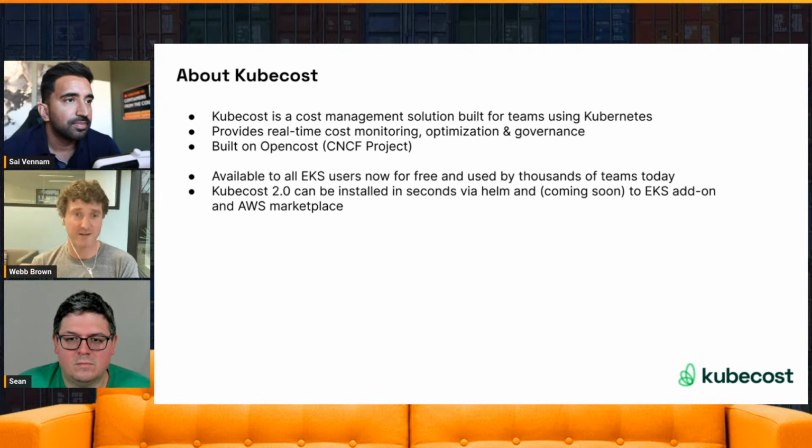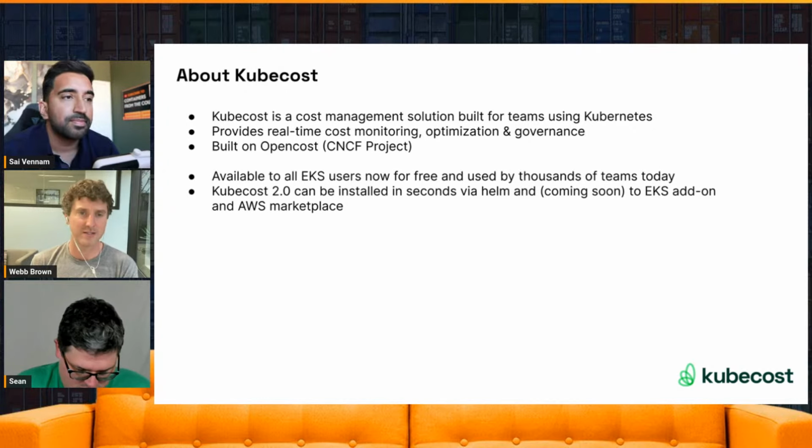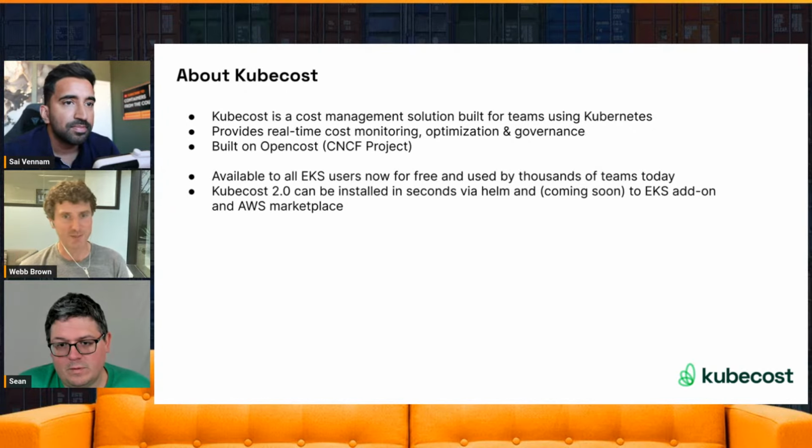And it can be installed in seconds via Helm and images in ECR. You can check out the link in the description on how to go get that now. You can also just go to kubecost.com and install it from there. And we are working on getting the EKS add-on and AWS Marketplace listing updated as we speak. So expect that really soon.